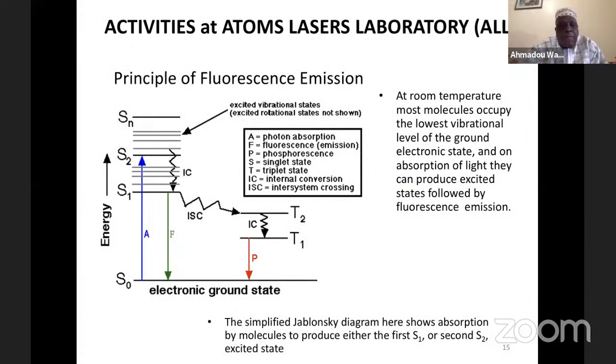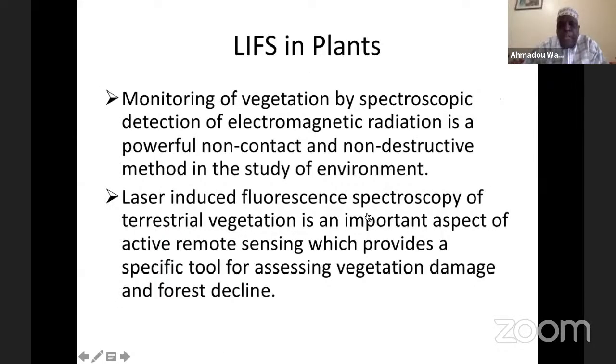Here, this is the principle of fluorescence spectroscopy with a Jablonski diagram. You see, you have the excitation, we have the relaxation processes, and you have the fluorescence emission and so on, and it could be at room temperature. You have the absorption by a molecule to produce either the first S1 or second S2 excited state, and after this the excited states decay by fluorescence or phosphorescence. There are many other processes which are happening.